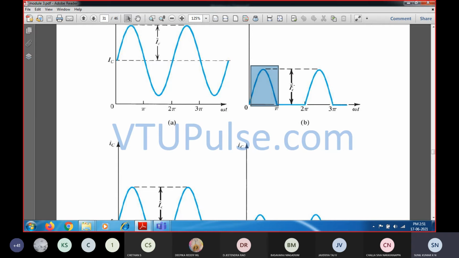Whereas if the biasing point of the transistor is below cutoff, that means below the cutoff line, you will get only this much of the output waveform. That means only the peak of the input signal, so it will generally be less than pi.